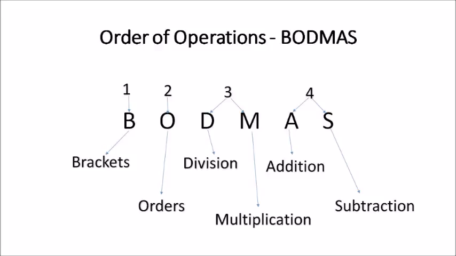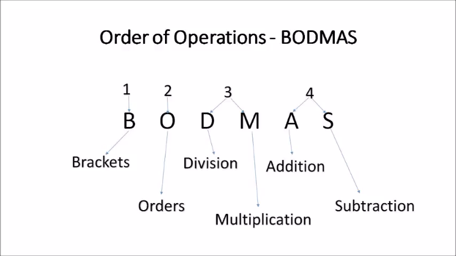BODMAS, B-O-D-M-A-S. B stands for brackets, O stands for orders. Now, orders are square roots, to the power of 2, to the power of 3, okay? Those are your orders. D stands for division, M is multiplication, A stands for addition, and S stands for subtraction. And you'll also see the numbers 1, 2, 3, 4 right above the letters.